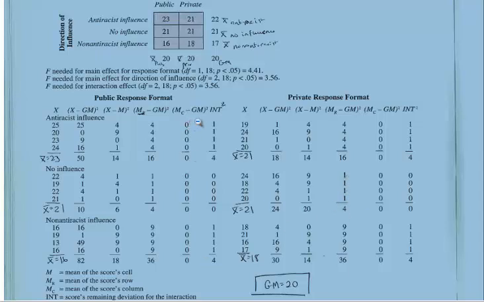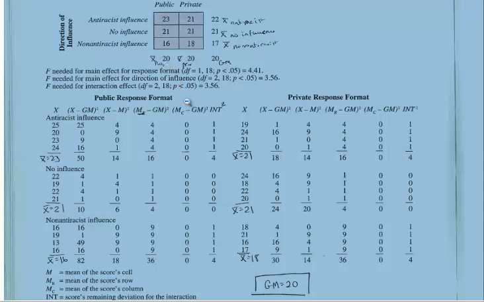Finally, we go over here to the columns, and we do the same thing. The mean for the public column turns out to be 20. We get that 20 by summing up all of the scores within that public column. So we add up 25 plus 20 plus 23 plus 24 plus 22 plus 19 plus 22 plus 21 plus 16 plus 19 plus 13 plus 16, and we divide that by 12 because we have a total of 12 scores. When we calculate the average, that gives us an average of 20.